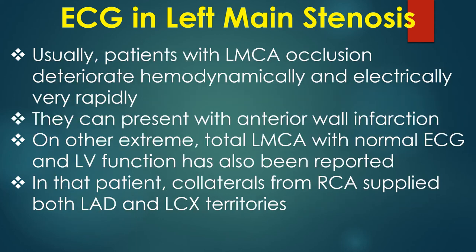Usually, patients with LMC occlusion deteriorate hemodynamically and electrically very rapidly. They can present with anterior wall infarction. On the other extreme, left main total occlusion with normal ECG and left ventricular function has also been reported. In that patient, collaterals from the right coronary artery supplied both left anterior descending and left circumflex territories.